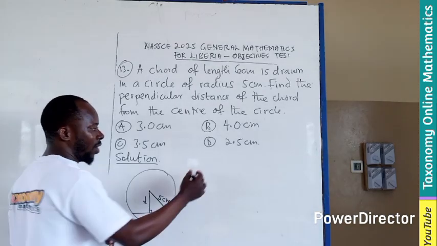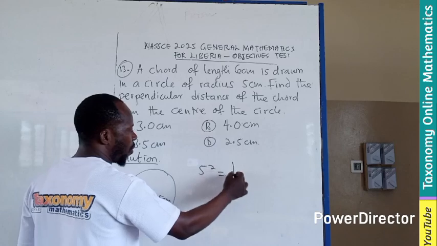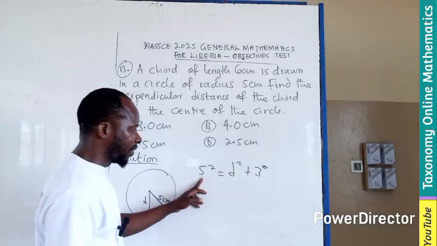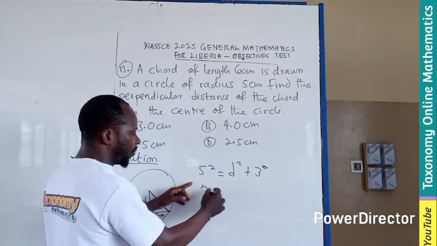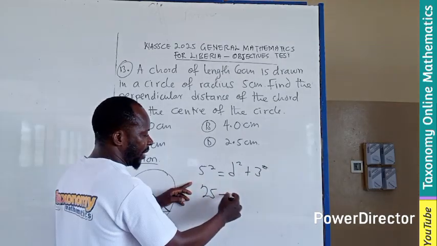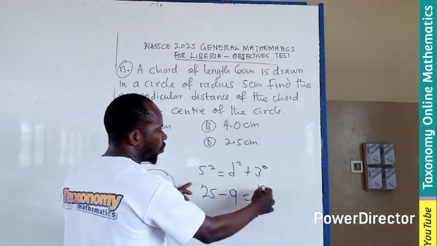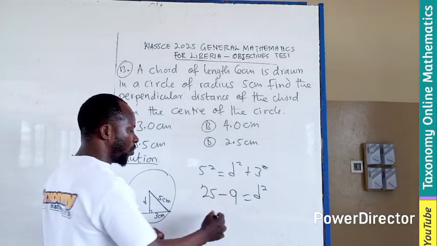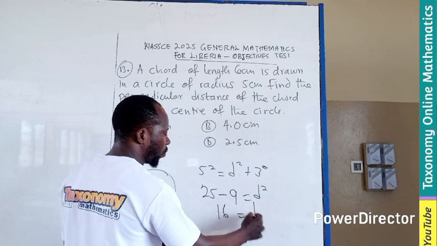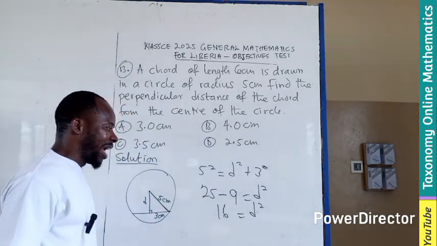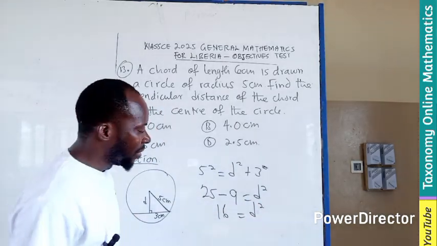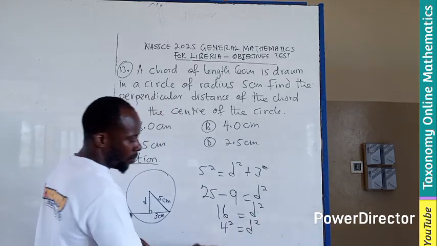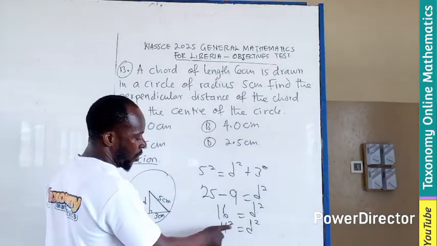By Pythagorean theorem, the longest side is 5 squared equals D squared plus 3 squared. Let's have the 5 squared as 25. We subtract the 3 squared as 9 equals D squared. I believe if you take away 9 from here, you should be having 16 equals D squared. I can solve it as indices by having this as 4 squared equals D squared, making D being 4, 2 being 2.